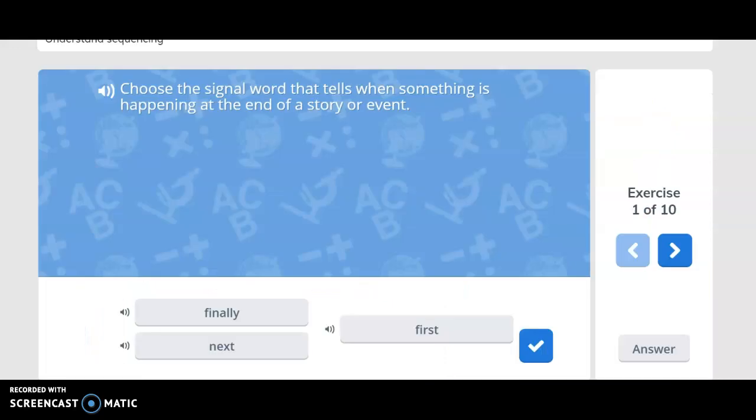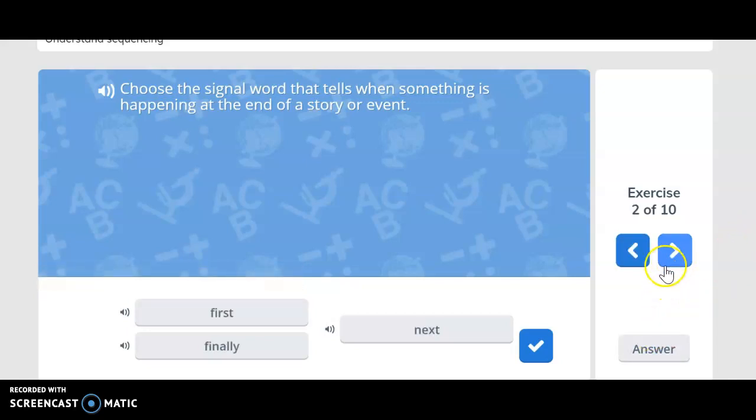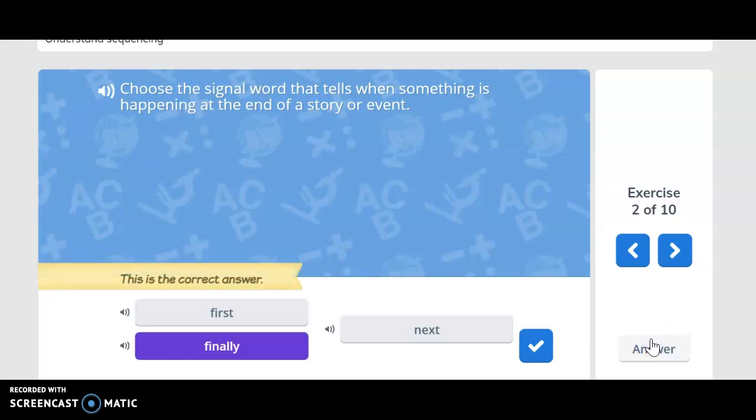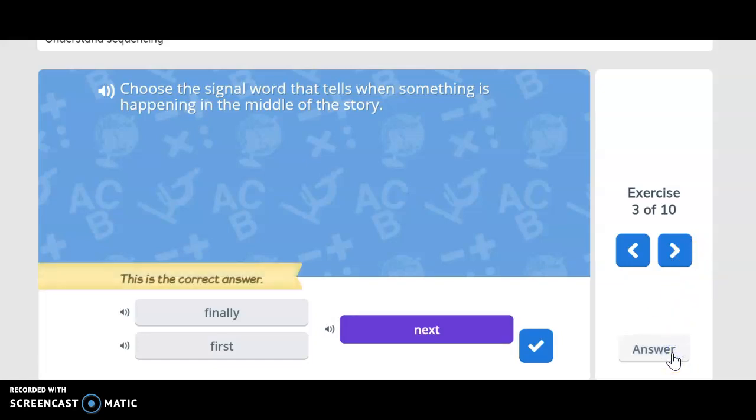Choose the signal word that tells when something is happening at the end of a story or event. If you chose finally, you are correct. Choose the signal word that tells when something is happening in the middle of the story. If you said next, you are correct.